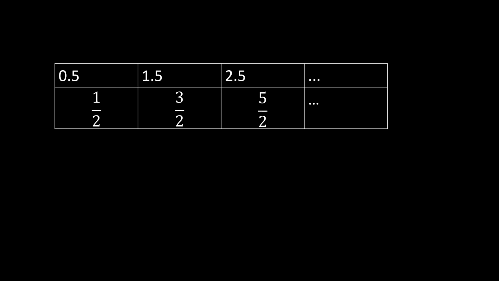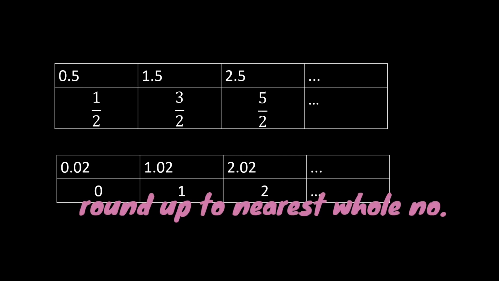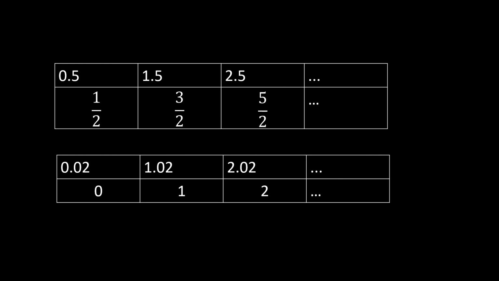How about if we get mole ratio numbers such as 0.5, 1.5, 2.5, and others? We must remember, for 0.5, the denominator will be 2. So to make those numbers whole numbers, we need to multiply by 2. Then how about if we get something like 0.02, 1.02, 2.02? If we get those numbers, we can just round them to the closest whole number.